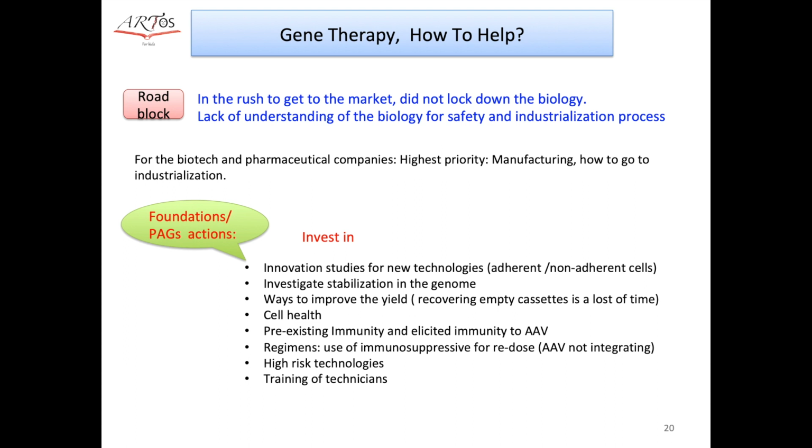They should investigate cell health, pre-existing immunity and elicited immunity to the AAV vector. For the regimens, since the AAV is not integrated in the genome, there is a high probability of redosing. So investigate the use of immunosuppressives for redosing. Invest in high-risk technologies and the training of technicians, which is really lacking now. They lack people knowing the techniques. This list is not exhaustive, and your foundation should prioritize and tackle the most relevant points for your disease.